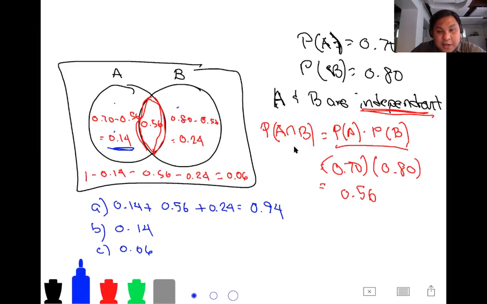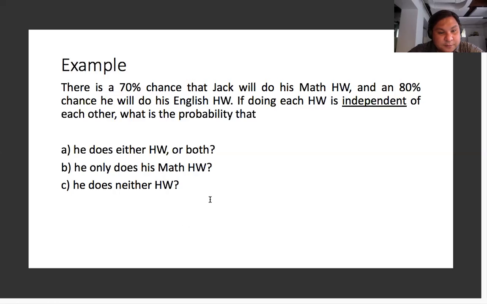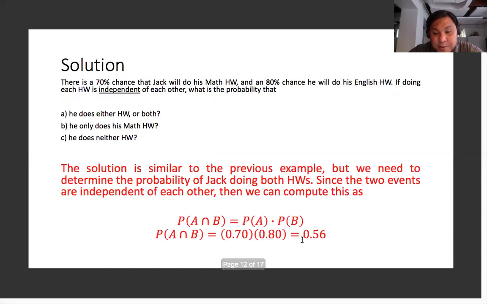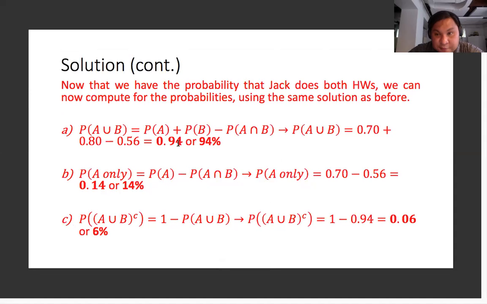Okay, let's go back and check our answers. Here we go. We got the 56% chance for him to do both homeworks, 94% to do either homework or both, 14% just to do math, and 6% to do neither homework.